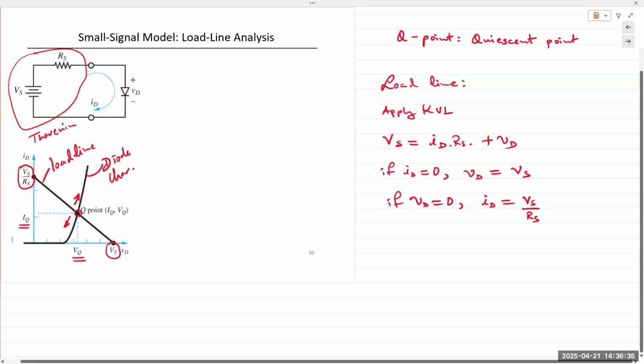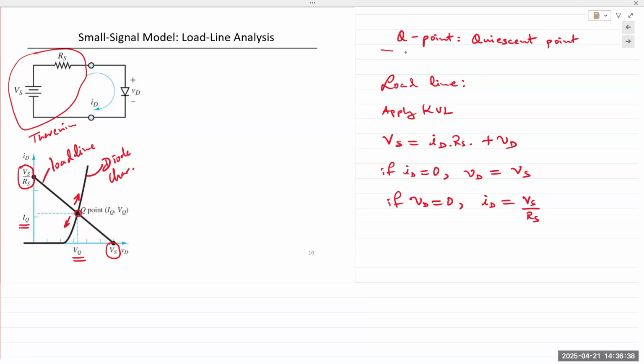So as a recap, Q point stands for quiescent. Quiescent simply means dormant or lying in wait, prepared. So the Q point is a result of the application of a DC voltage to your circuit. So you have a diode, BJT, transistor, Zener diode. You apply DC voltages to it, and it sets up the device to operate within a certain constraint. Okay. So the Q point is basically the result of the external constraint that is put on the device by the external circuit. In this case, the external circuit is the voltage source and the resistance.